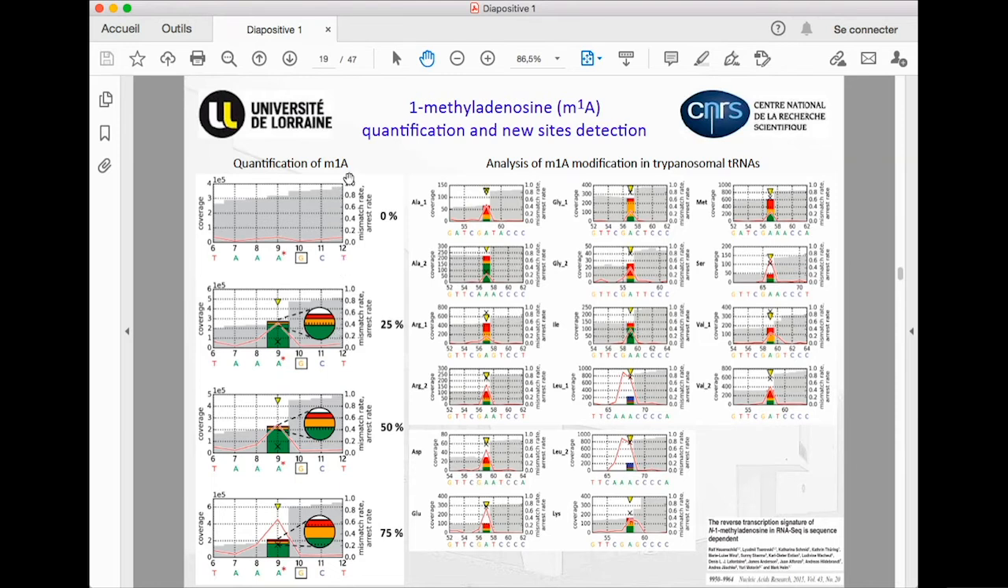Here you can see that we can even proceed to relative quantification of M1A in different RNAs by analysis of reverse transcription signature. You see here that the proportion of this red and yellow misincorporation increases when the level of M1A increases in RNA.